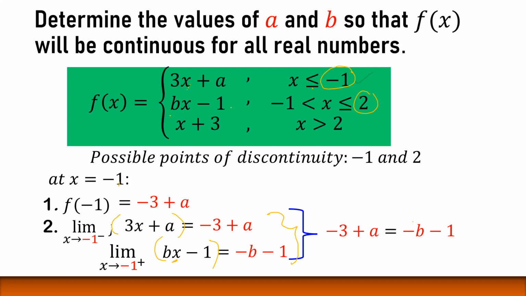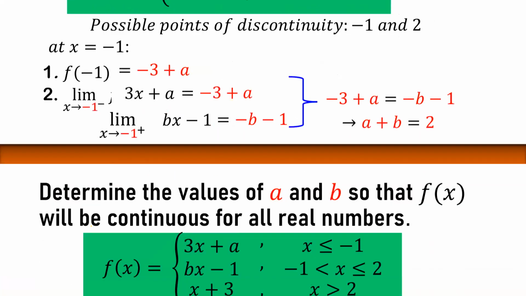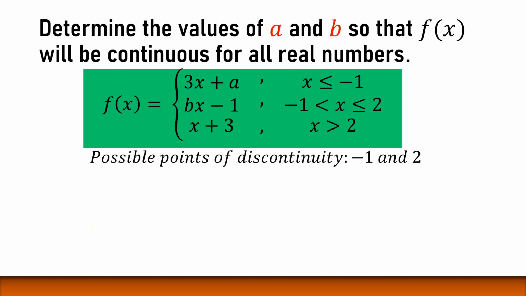I-polish lang natin to, no? We can smoothen this. Magiging lipat dito, tas combine the two constants. Okay? This will just be a plus b equals positive 2. So take note of this first equation. Ang task natin is to solve for a and b. Okay? So, set aside natin yan kasi we need this. Once a plus b equals 2, mag-i-exist na yung limit natin as x approaches negative 1. Now we go to our next PPD or possible point of discontinuity.